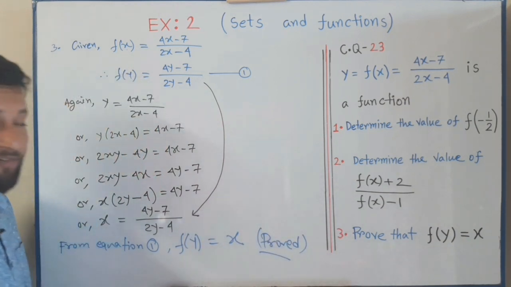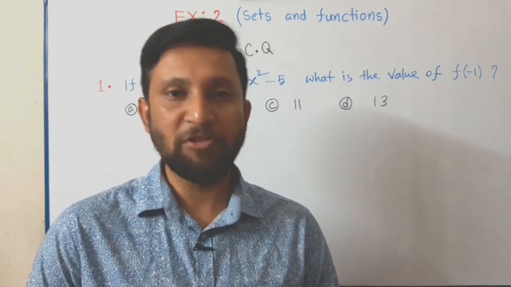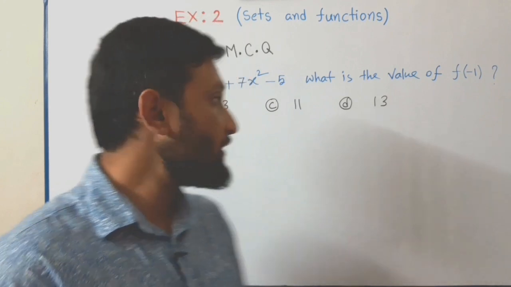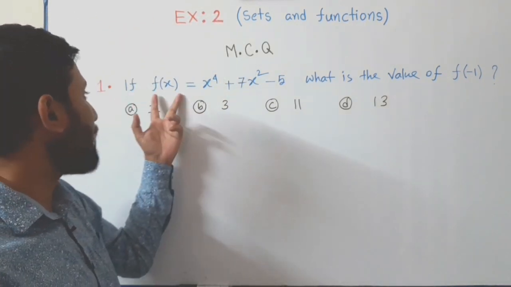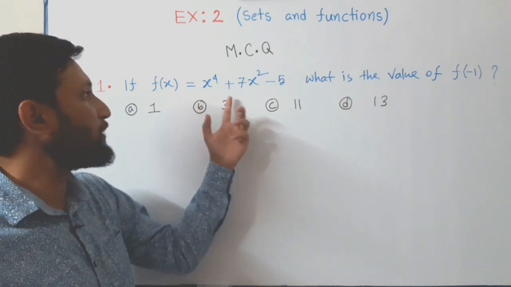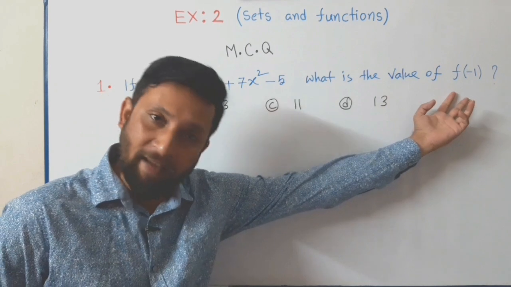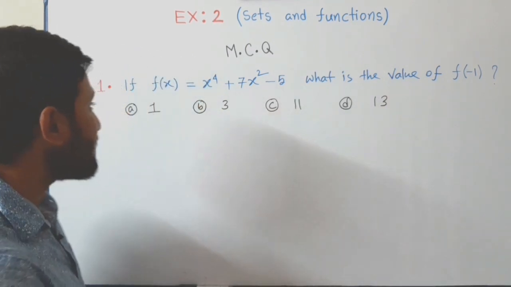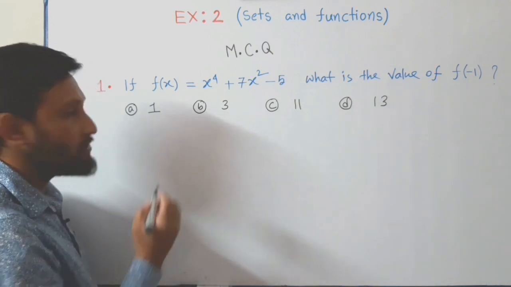I hope everybody is clear. Dear students, now the MCQ part. Here I have written an MCQ question. The question is, if function f of x equals x to the power 4 plus 7x square minus 5, then what is the value of f of minus 1? That means just replace x by minus 1. Then we get our solution.